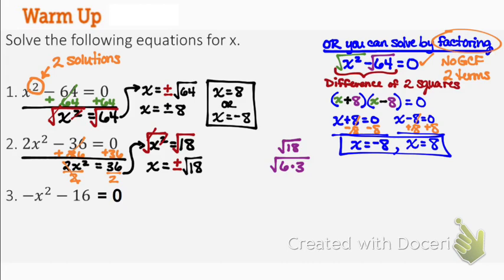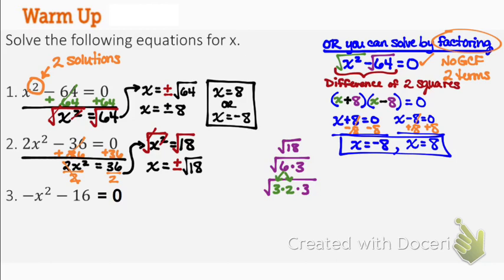Do we know the square root of 6 off the top of our head? No. What about the square root of 3? I don't know that one either. Can I break either one of those down more? 6: what two numbers multiply to give me 6? 3 and 2. And then I still have this 3 here.